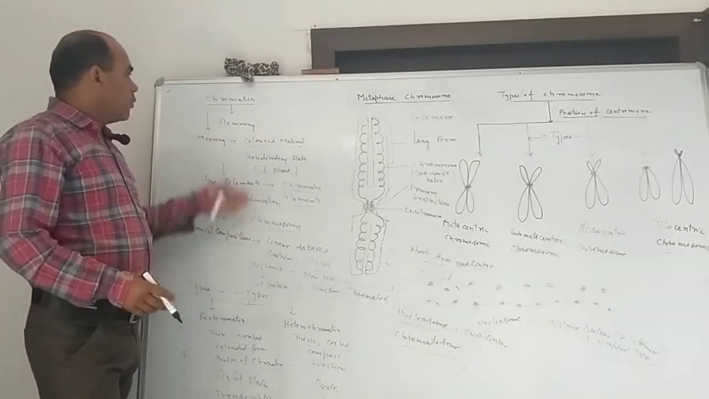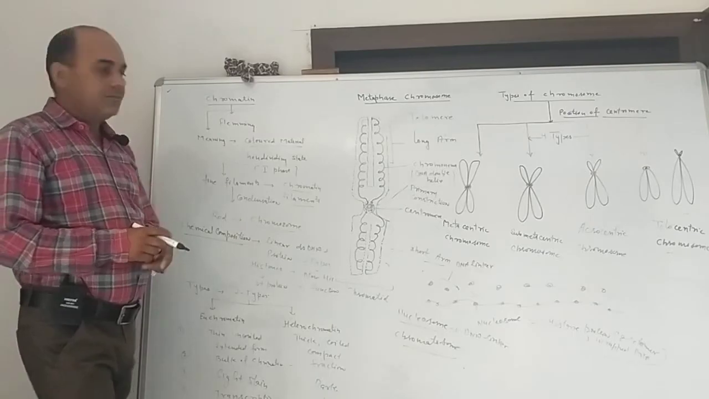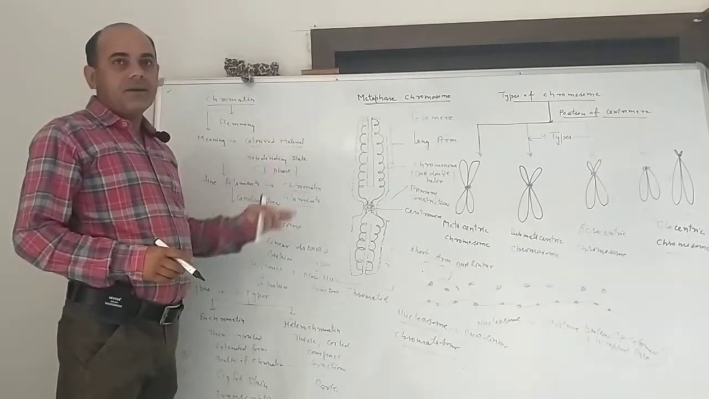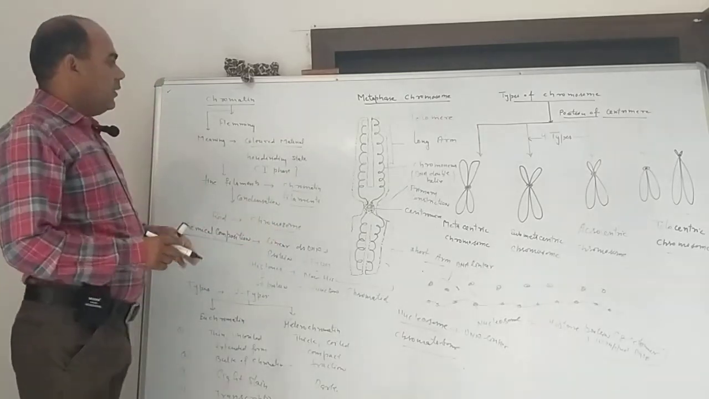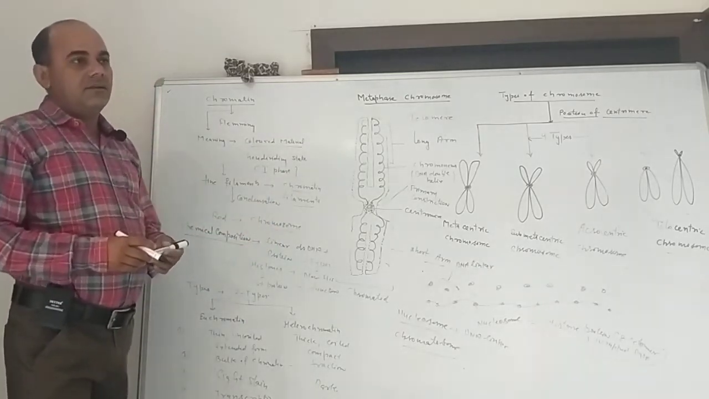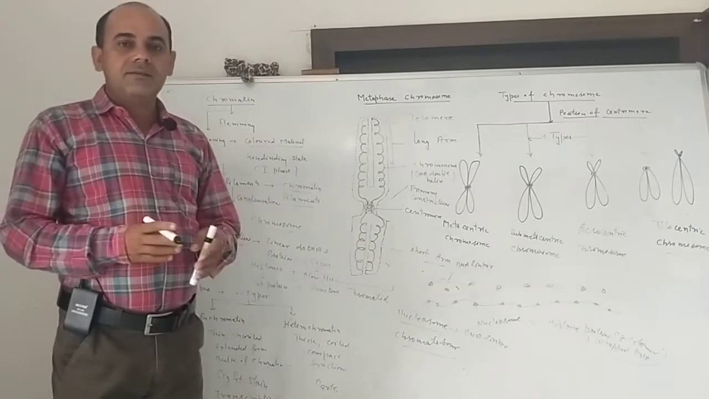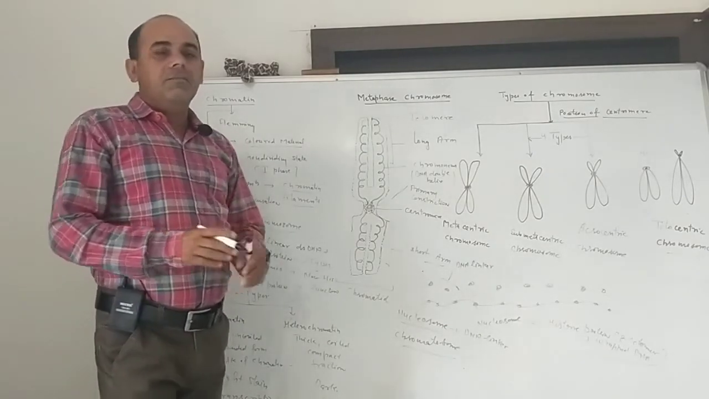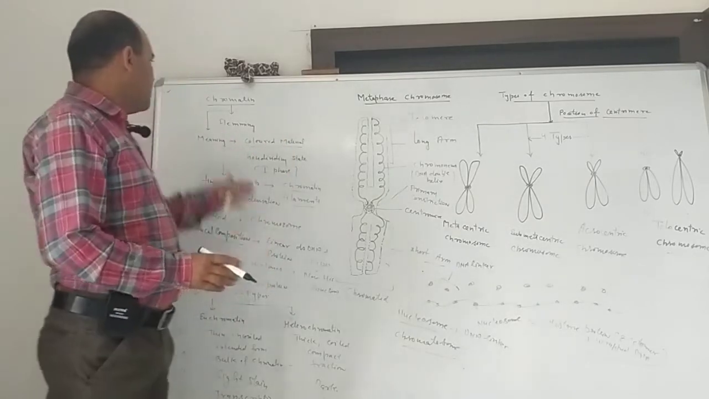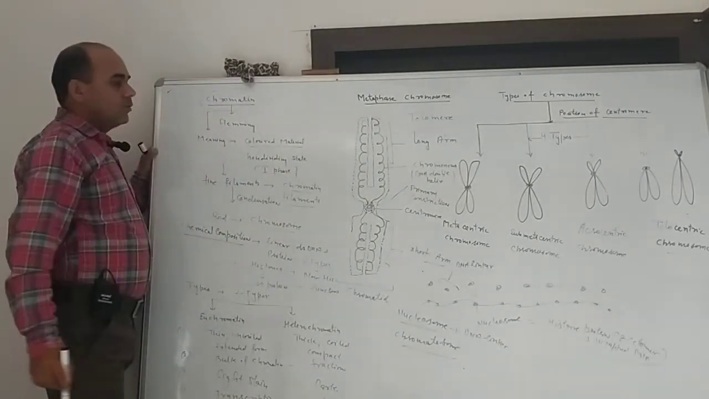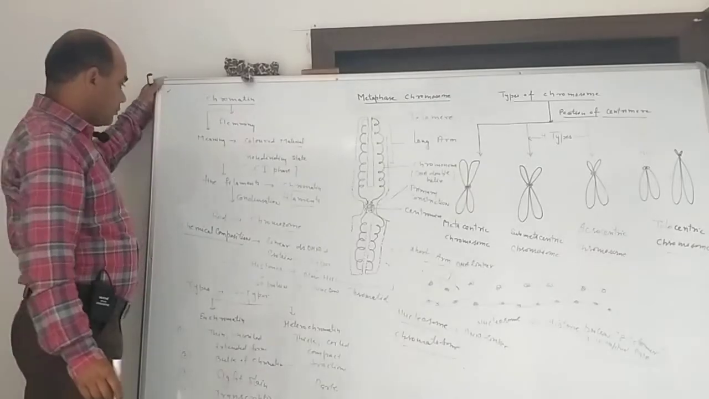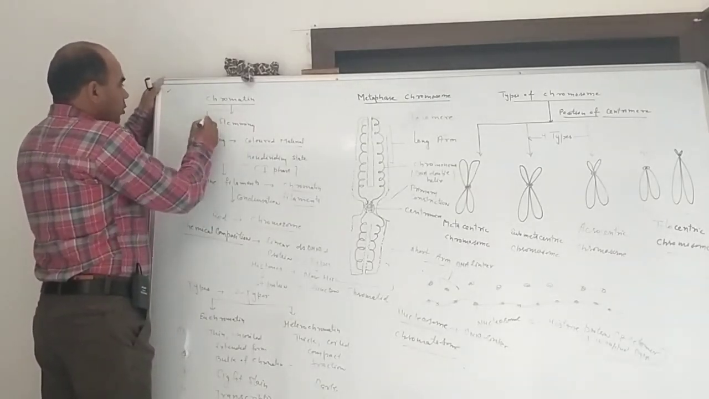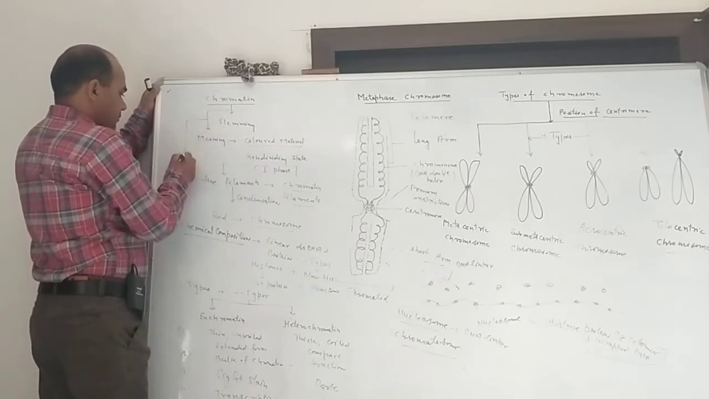The second one: what is the meaning of chromatin? Chromatin means colored substance, colored material. It means any material which can be easily stained with the help of some dyes, when we study the detailed microscopic structure of this component called chromatin. This chromatin is found in the non-dividing state of the cell.